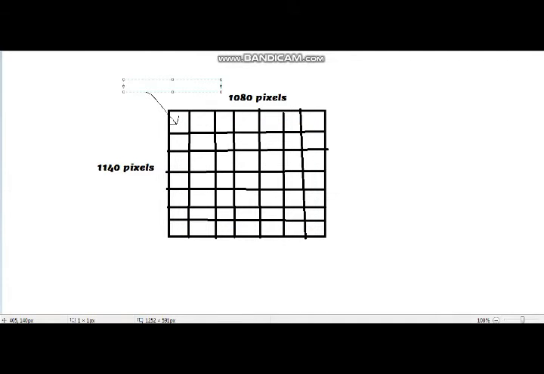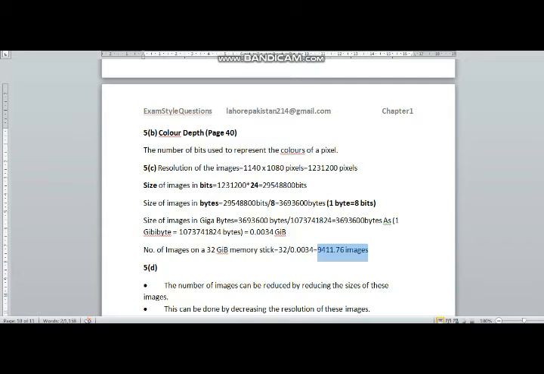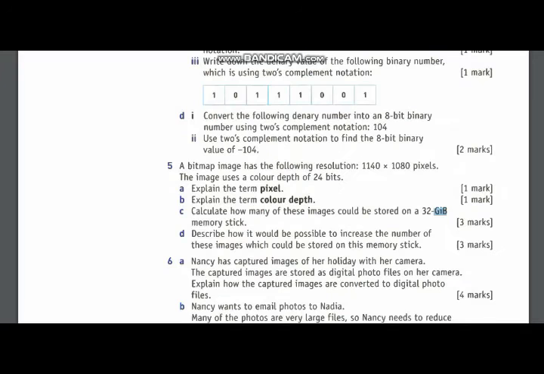The space occupied by one pixel is 24 bits. So we will multiply the space occupied by one pixel with the number of pixels to get the total size of this image. You have been given a memory stick. The size of this memory stick is 32 gigabytes. The size of one image will be 0.0034 gigabytes. So we will divide this total area of 32 gigabytes by the size of one image to get the number of images. So this is our final answer. Almost 9400 images can be saved on that memory stick.